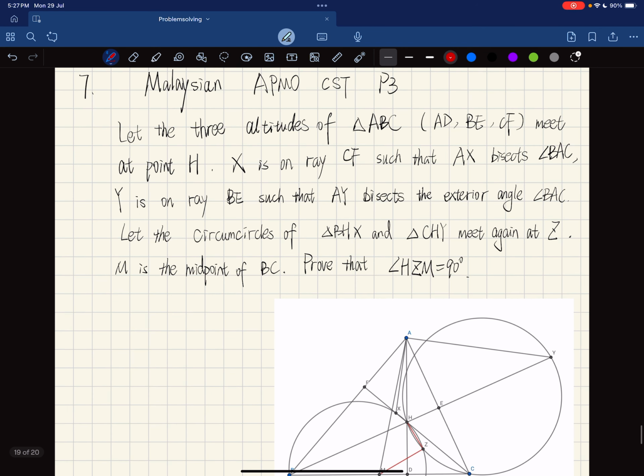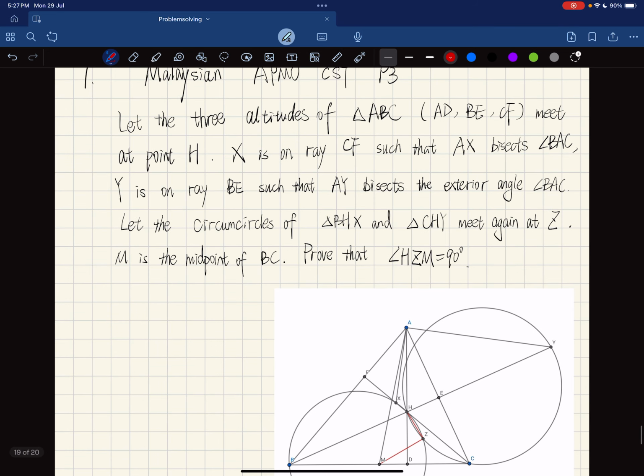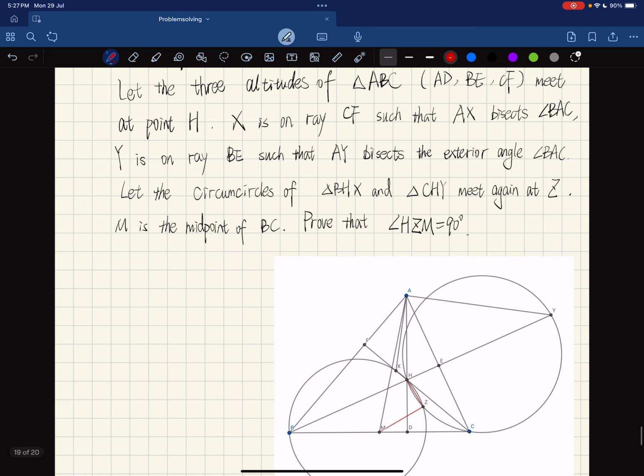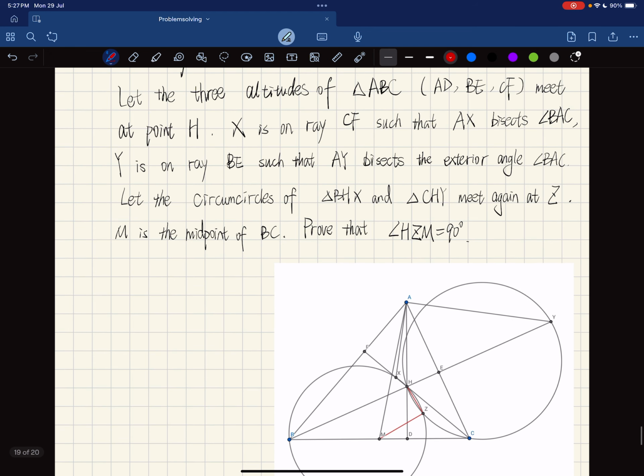Since it can be placed in problem 3, that means it is a hard problem. So actually it is true. This problem is very difficult to deal with. Let's take a look at the problem first.